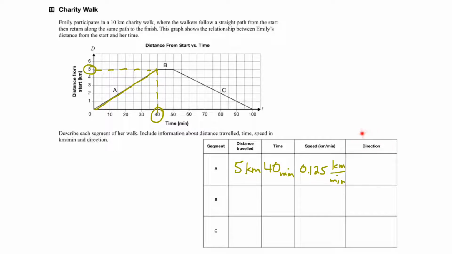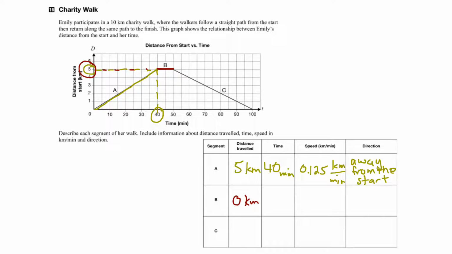And the direction she's traveling in, well, she's 5 kilometers away from where she started, so we're saying that her direction is away from the starting point. Okay, let's look at segment B here, which is along that straight line. So if we go over to the vertical axis for distance, we see that she's still 5 kilometers away, so her change in distance is actually 0. She hasn't moved at all. So she's traveled 0 kilometers in segment B.